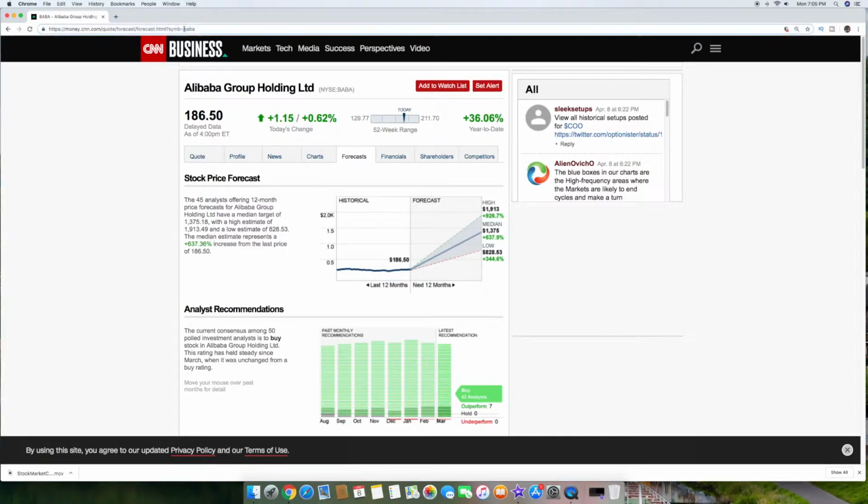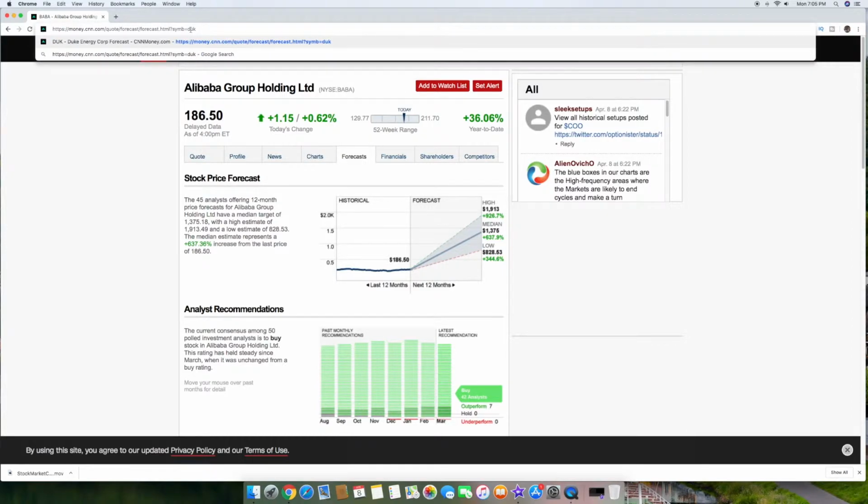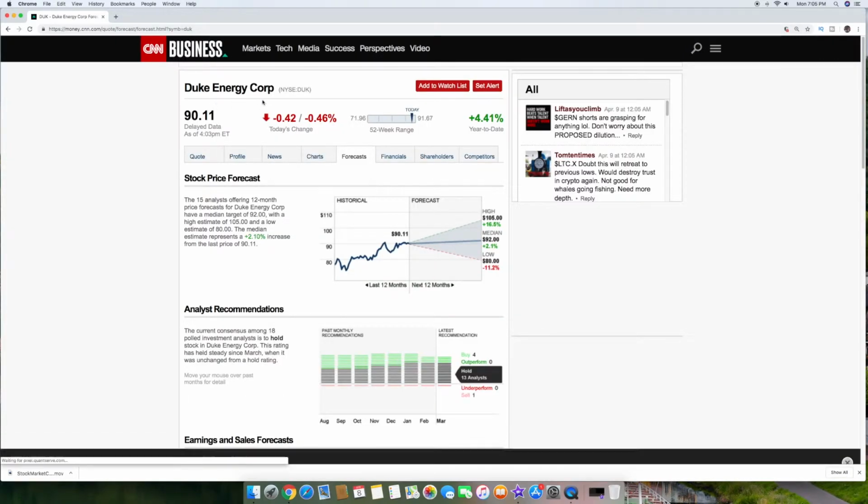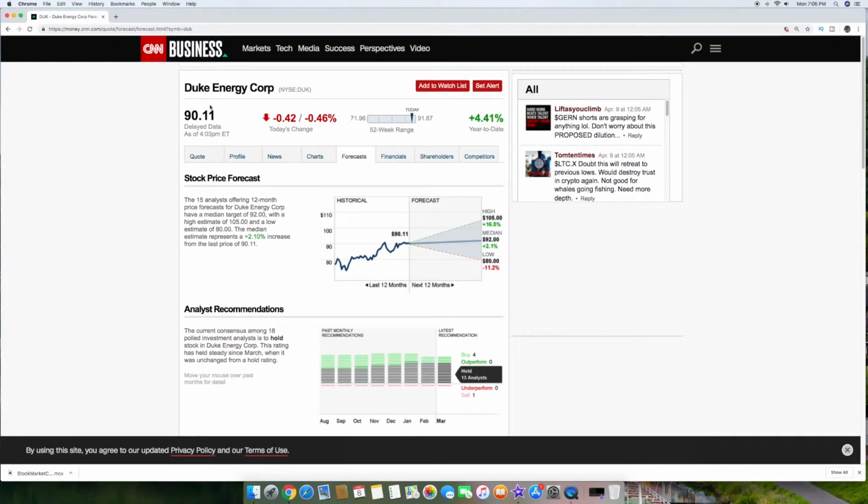Let's go into another stock, Duke Energy, which is DUK. Again, I just type in equal DUK on that link, click enter, and it comes up with Duke Energy Corp. That's the one I wanted to see. It's at 90.11 right now.